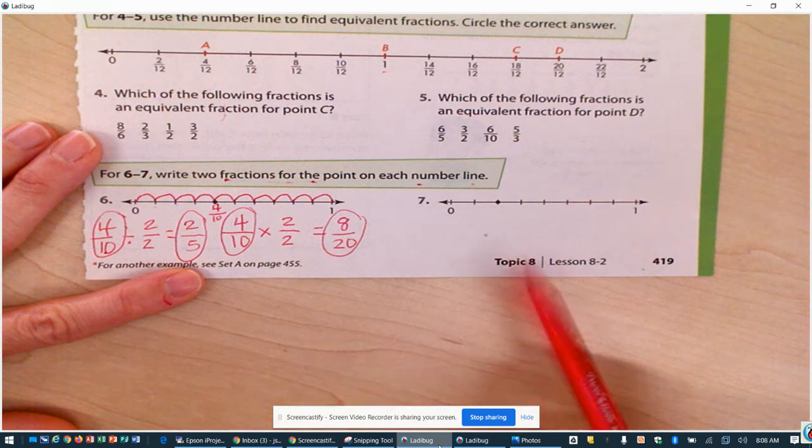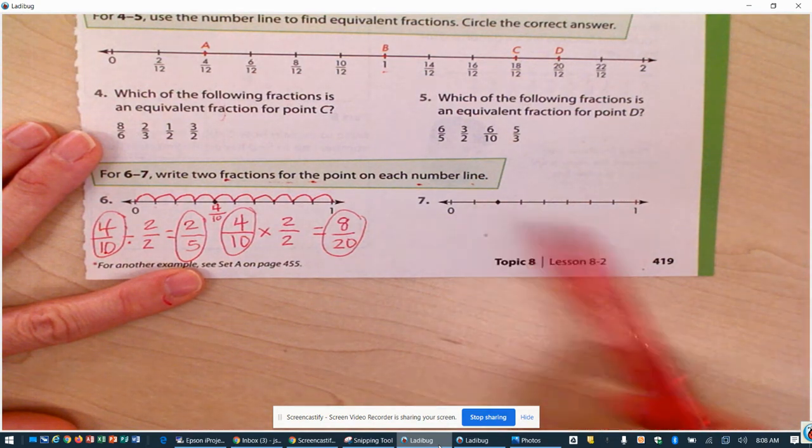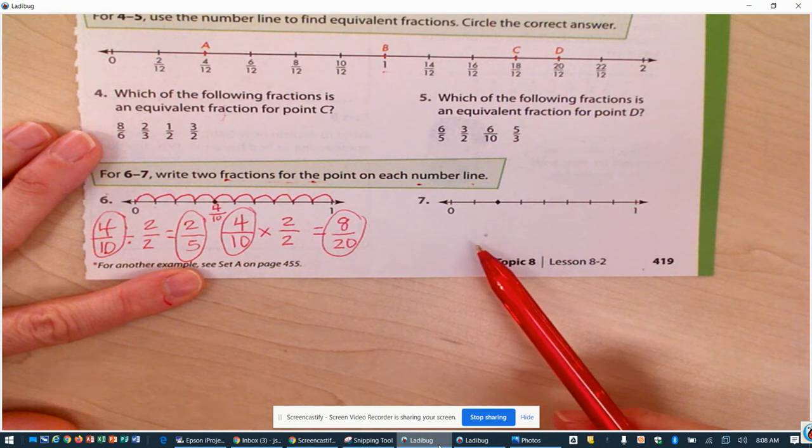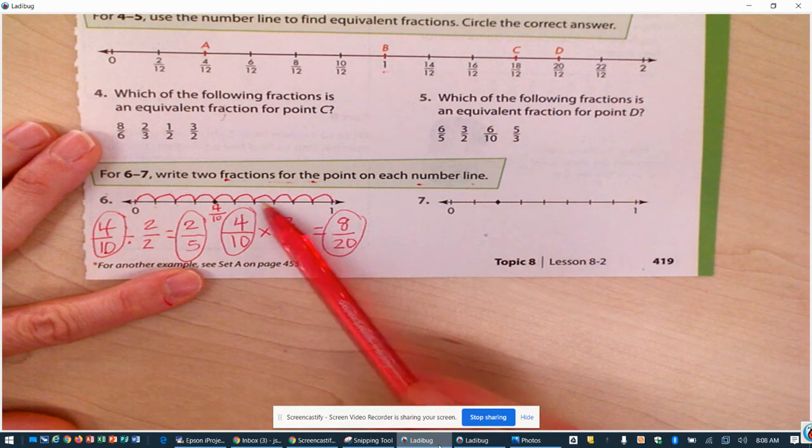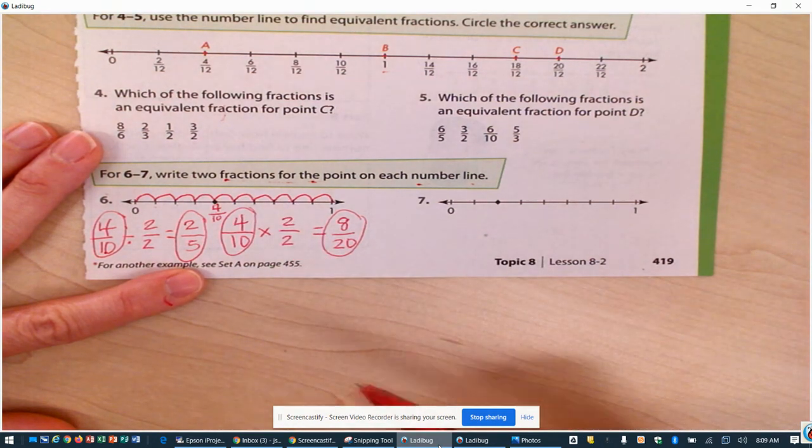All right, so we're ready for number 7. I would like for you to figure out first what our denominator is that we're working with. And you're going to do that, remember, by making the jumps. Go ahead and do that now.